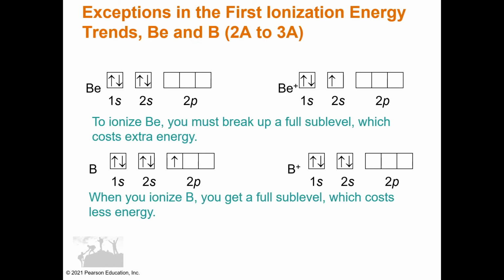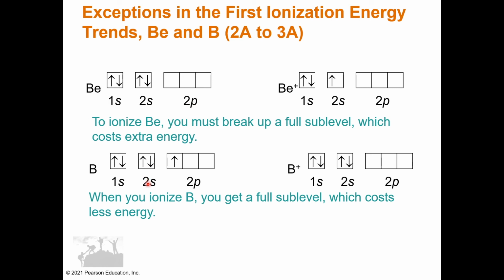So let's take a look at beryllium and boron. Beryllium has 2 valence electrons, and they're paired up. So it's going to be very difficult to break up this pair. This is very stable. So the first ionization energy here is going to be very large. A lot of energy is going to be needed to remove that 1 electron.